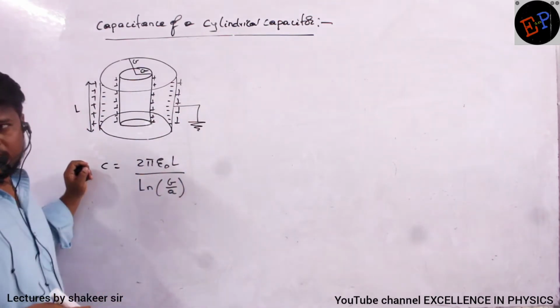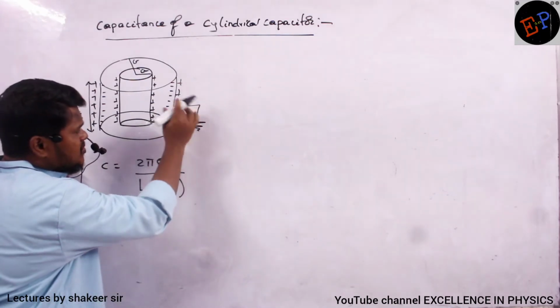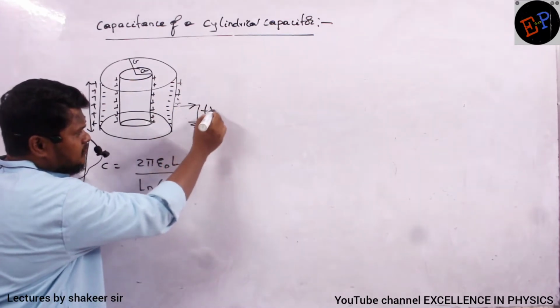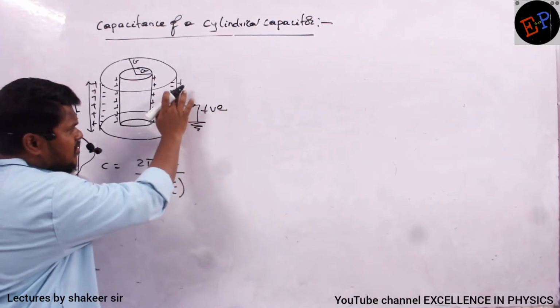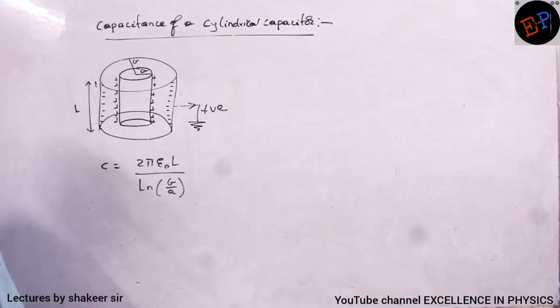What happens when we ground, we studied earlier. If I ground this one, then all this positive charge will flow to the ground. Clear? And there is no net positive charge present on the cylinder. Are you able to understand what is happening?